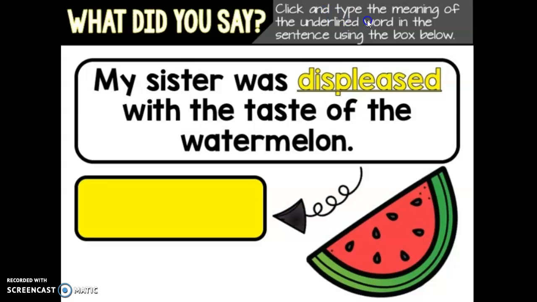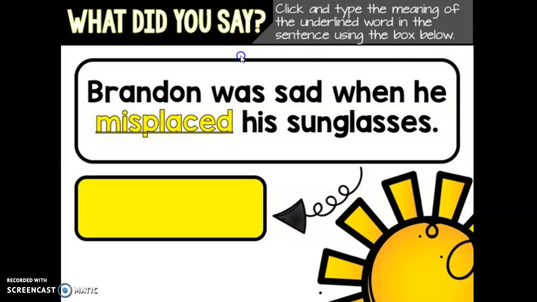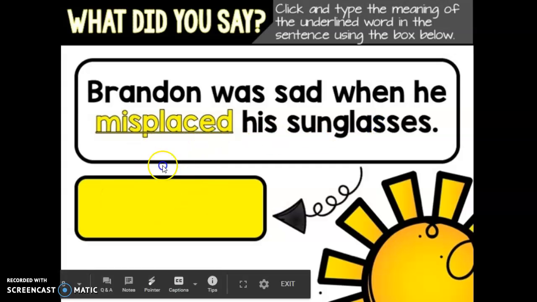Here you're going to click and type the meaning of the underlined word in the sentence using the box below. So my sister was displeased with the taste of the watermelon. So what is the meaning of the word displeased? Brandon was sad when he misplaced his sunglasses. So what does the word misplaced mean? You're going to type it here.